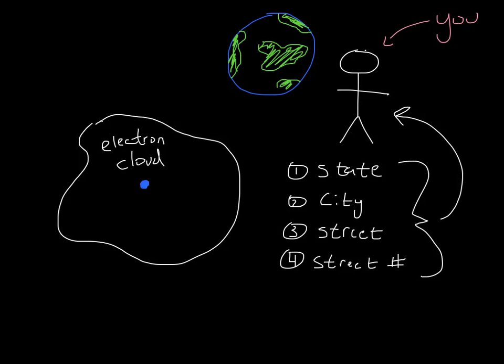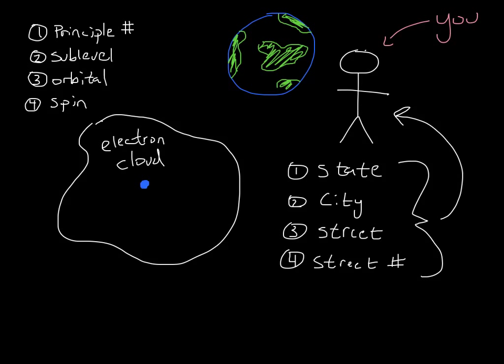An electron has 4 particular numbers or 4 particular things that we use to pinpoint its location. So the 4 ways that we define an electron's location are the principal number, the sublevel, the orbital, and the spin. And these are just like these guys down here. So the principal number is very, very broad, so it's like a state. The sublevel narrows it down a little bit, it's like the city. The orbital is like the street, and the spin is like the street number. So as we move down this, all 4 of them are used to describe the exact location of an electron.